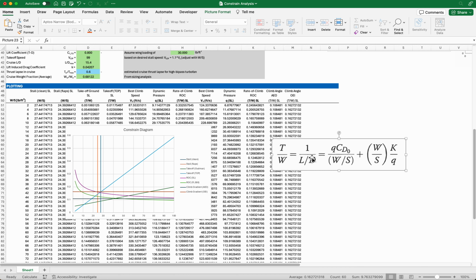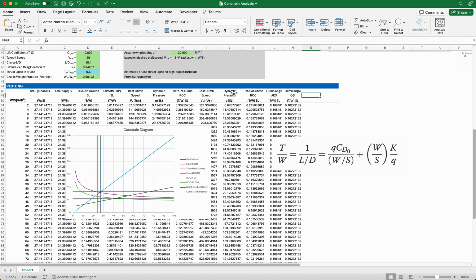But typically we're given a desired cruise velocity and altitude. So we probably should use this relationship on the right-hand side. Q again is our dynamic pressure. CD naught is our minimum drag coefficient or wing loadings. And then K again is our lift-induced drag coefficient. So that's our 1 divided by pi times the aspect ratio times our span efficiency. So let's start by just coding this in first.